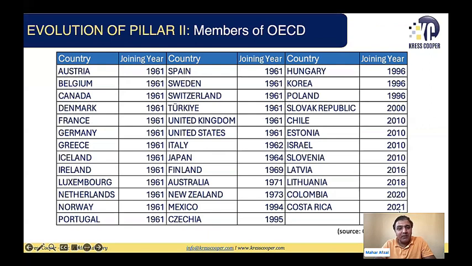The first members joined in 1961, because the OECD was set up in December 1960. The initial countries, Austria, Belgium, Canada, all joined then. You can see Italy, Spain. The last countries to join are Costa Rica and Colombia, the very new members, who joined around 2020 or 2021. In total there are 38 or 39 member countries.